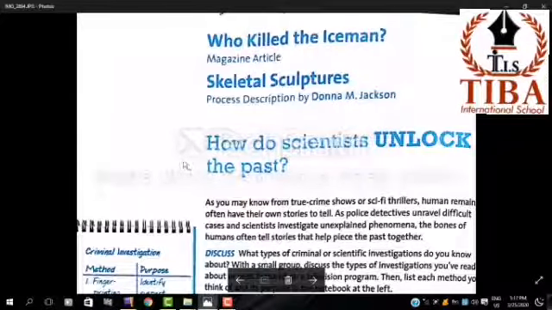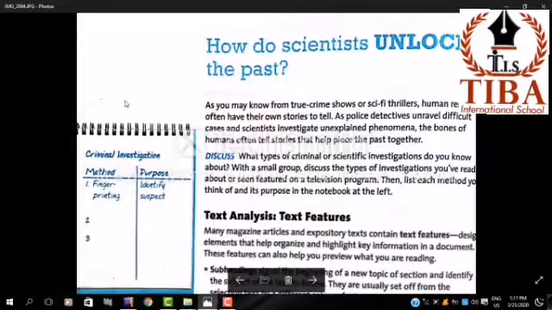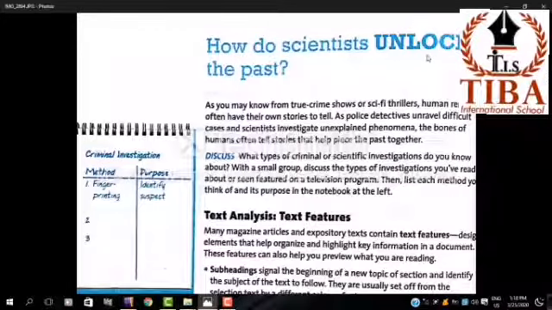But before reading, we have a question I want you to think about. The question is, how do scientists unlock the past? Unlock means here to solve the mystery in the past, to solve a problem in the past that no one knew about, but the scientists discovered the solution. How do scientists do that?